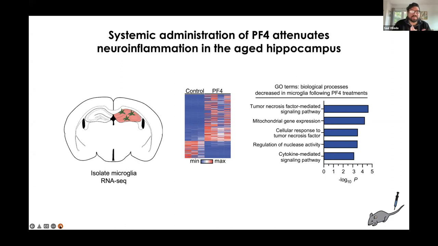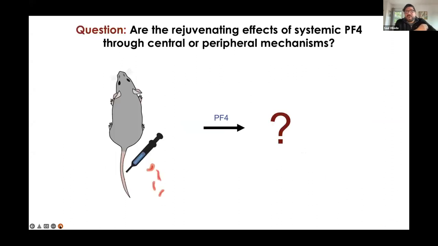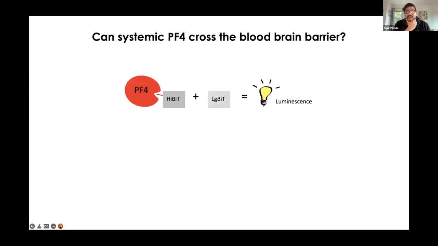Of course, that brings up the question: how? How does that work? We're putting in a factor in the periphery, and we're seeing an effect in the brain. Is it having this effect through a central or a peripheral mechanism of action? These are questions we've been focusing on a lot lately.